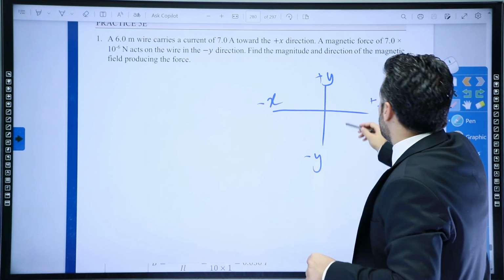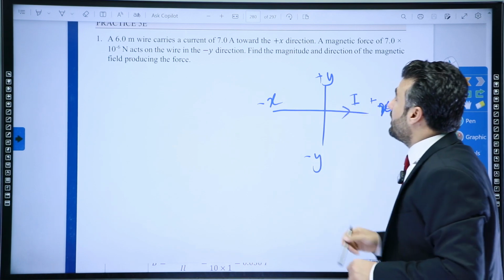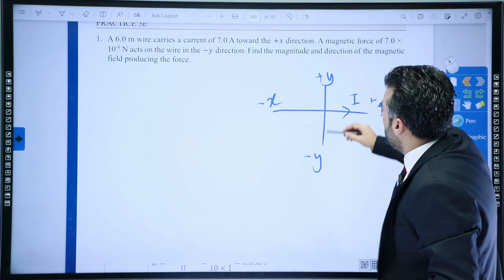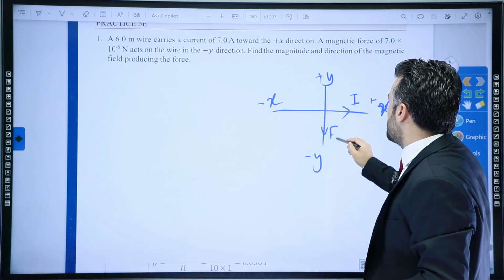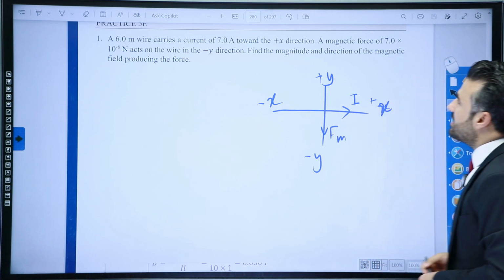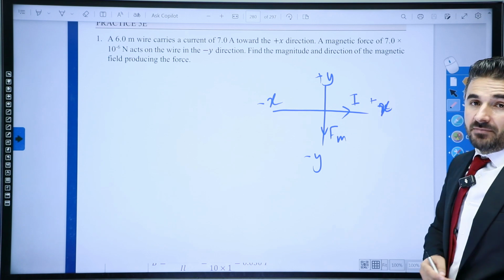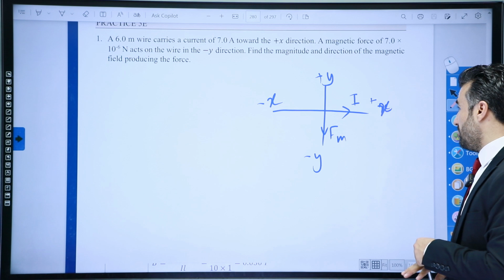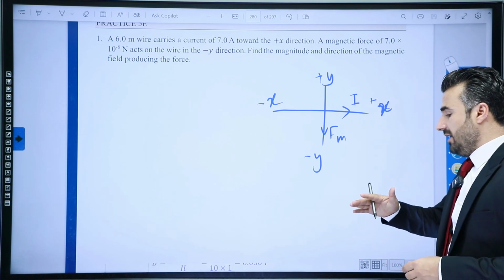Watch this. The wire carries this much. The current is basically towards X positive here. So here's the direction of the current, okay? And then the magnetic force of this much acts on the wire, and the magnetic force is basically towards Y negative. Find the magnitude or the direction of the magnetic field, yeah? So remember, for the magnitude, you use the equation, but for the direction, I'll help you with this as well.